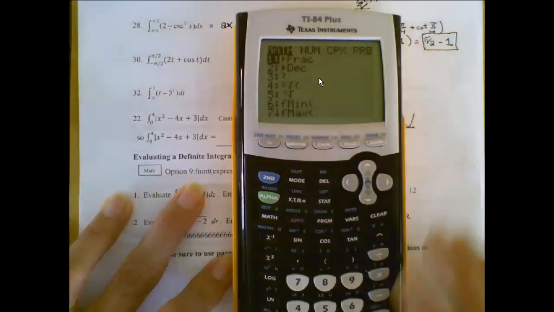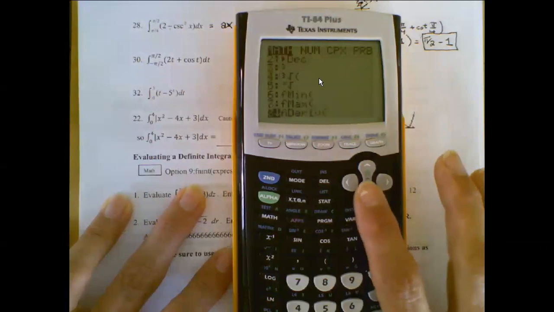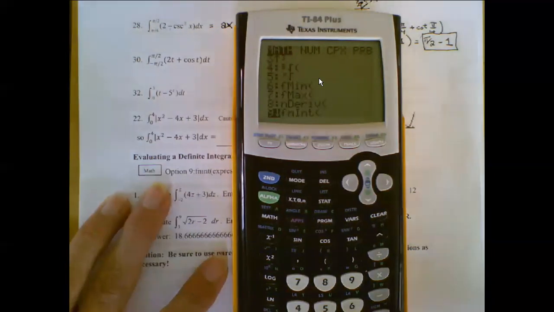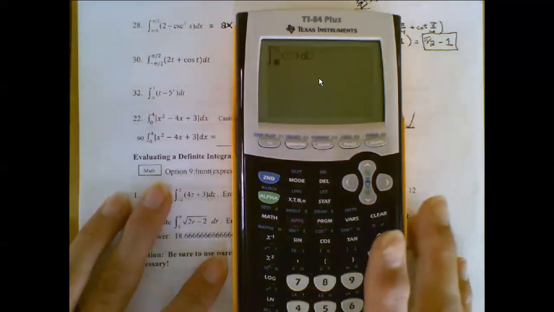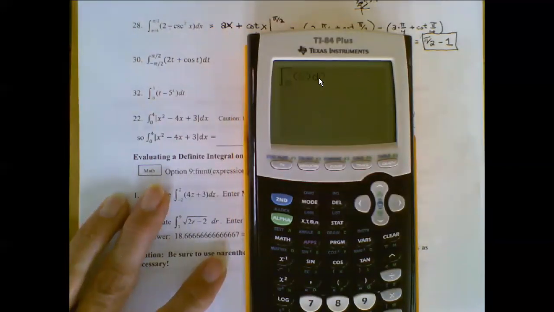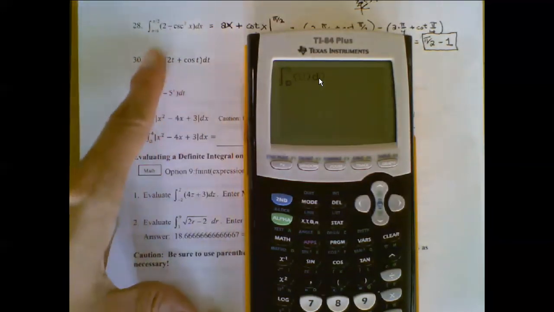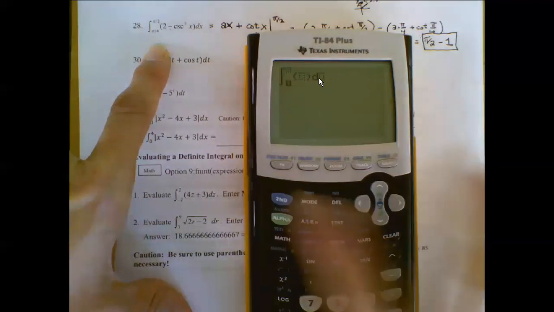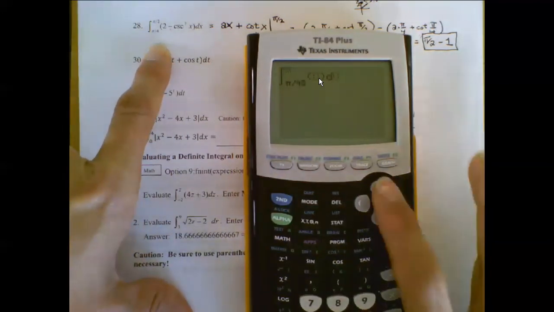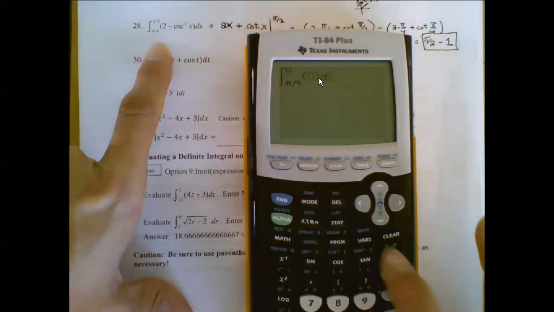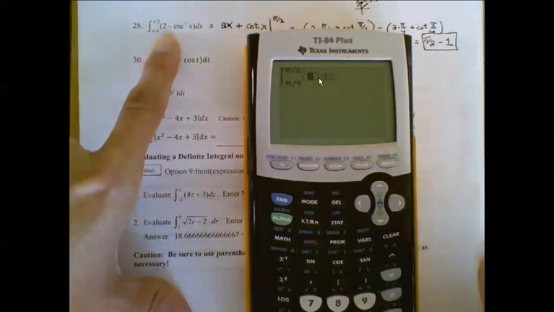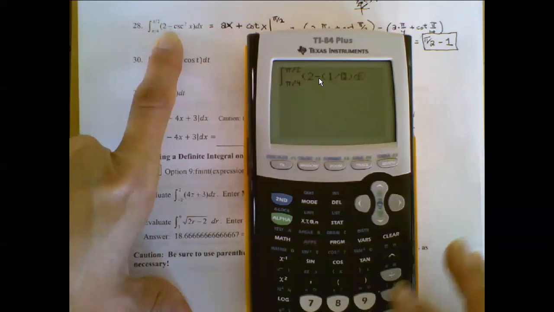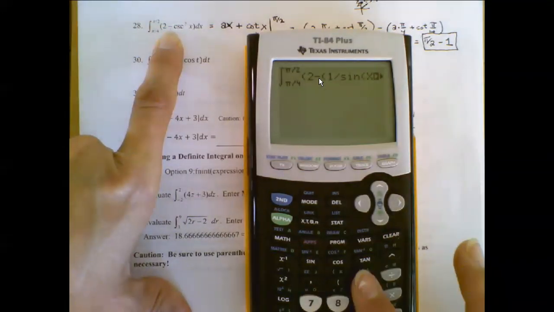It's math and then number 9. You can't see number 9 until you scroll down, but you don't have to see it. If you know that FNINT is number 9, you can just enter a 9. And look how that looks on my calculator. That's exactly what the original problem looked like. I can say integrate from pi over 4 to pi over 2. The function is 2 minus, I'm going to have 1 over sine x in parentheses.